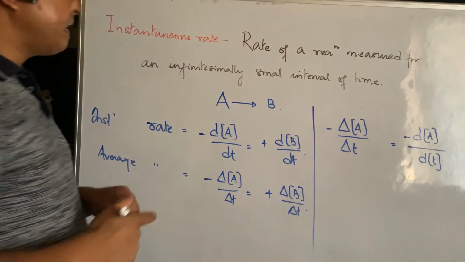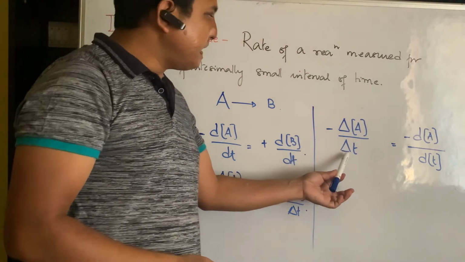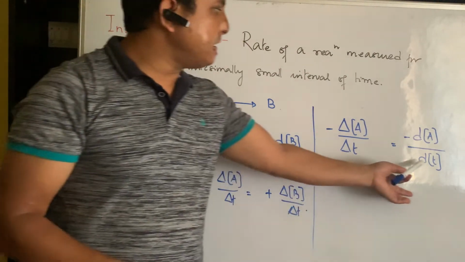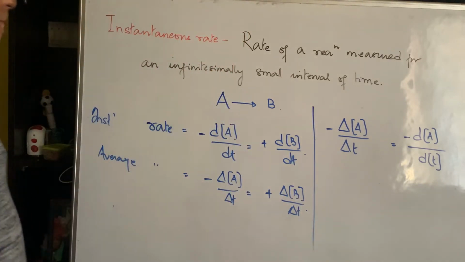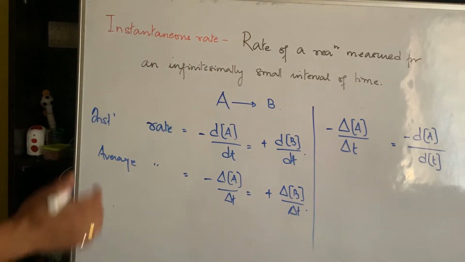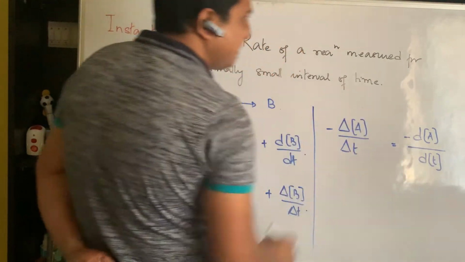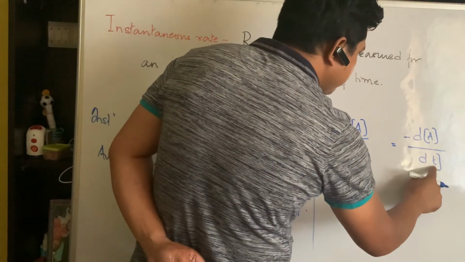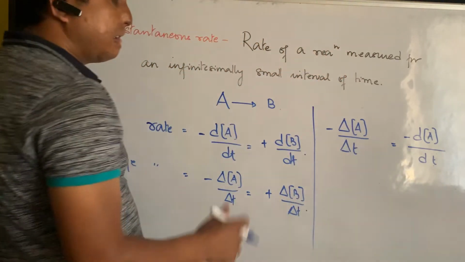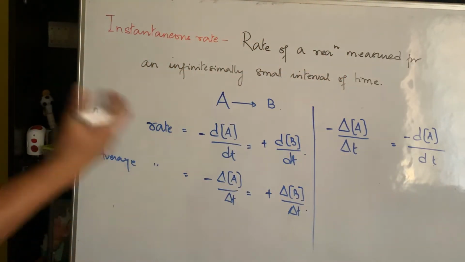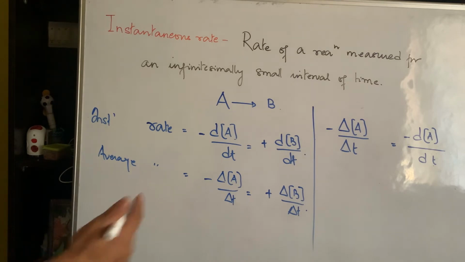Okay, so the only difference is that here delta t is appreciable, here dt is very small. This is the only difference. So when delta t approaches dt, the average rate becomes equal to the instantaneous rate. And mathematically, how are you going to write this down?